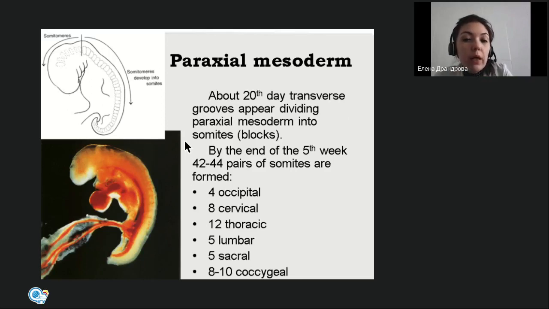By the end of the fifth week, 42 to 44 pairs of somites are formed. There are 4 occipital, 8 cervical, 12 thoracic, 5 lumbar, 5 sacral, and 8 to 10 coccygeal. So coccygeal somites in animals are responsible for the formation of the tail. There is no tail in humans. That's why coccygeal somites degenerate. In the vertebral column, there are only 3 to 4 coccygeal vertebrae, and they are underdeveloped. They are nearly not developed. In the spinal cord, there is only 1 coccygeal segment. Because we have no tail, we don't need to send any fibers to it, because we don't even have it.